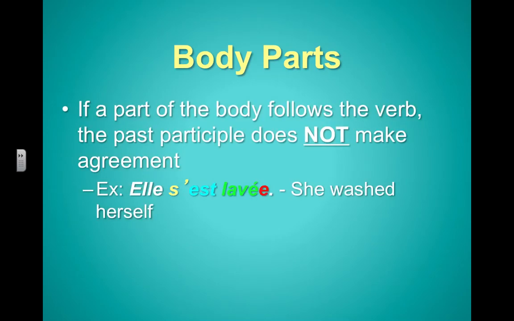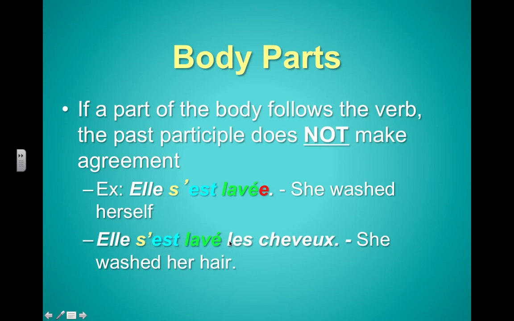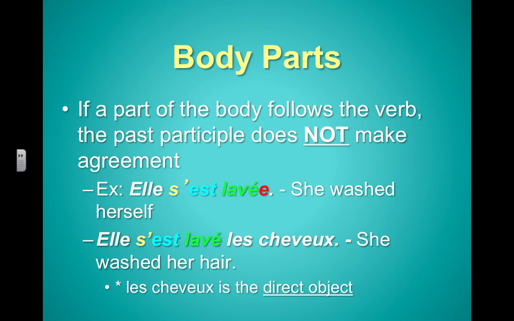So this means she washed herself, which is all fine and dandy. Here's my pronoun, helping verb, and my past participle. I made agreement. She's a girl. But say she washed her hair, the reason is we have this direct object. So now all of a sudden, no agreement. Les cheveux is considered to be the direct object.